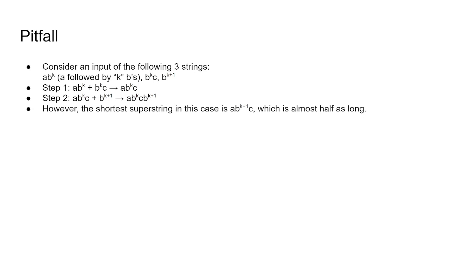But as you can see, the shortest superstring in this case is actually A followed by K plus 1 Bs and then C, which has a length of k plus 3, which is almost half as long as what we got from the greedy algorithm, right? So that's why in this extreme case, it is not good enough. So what do we do about it?